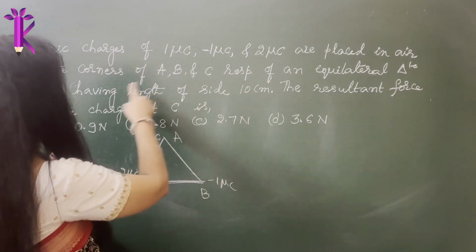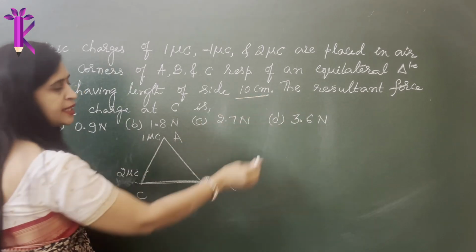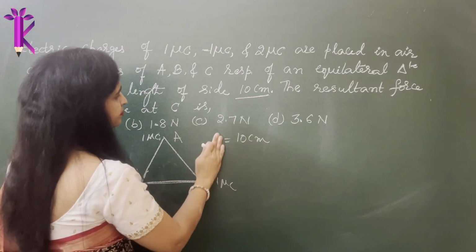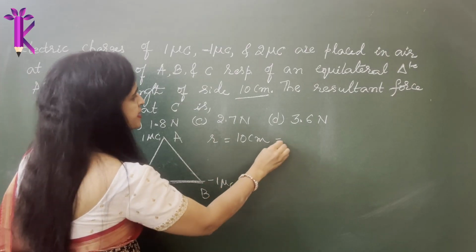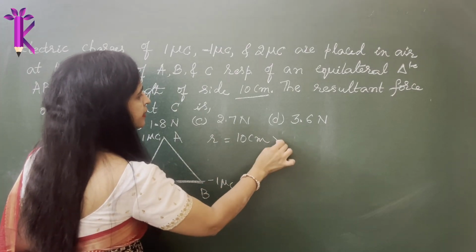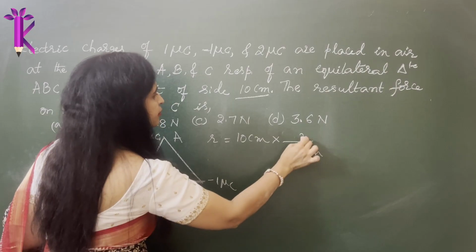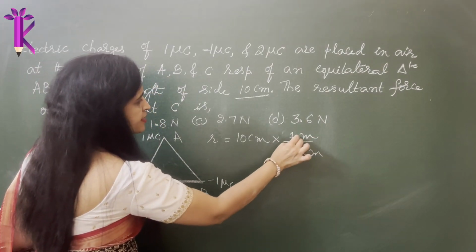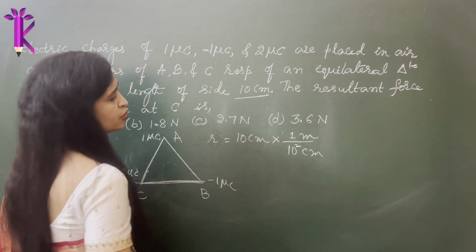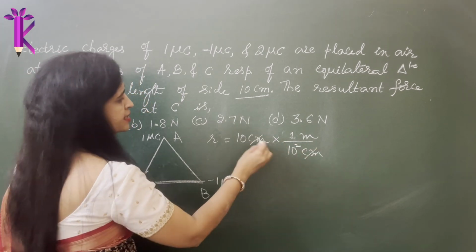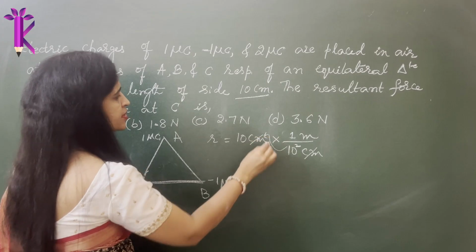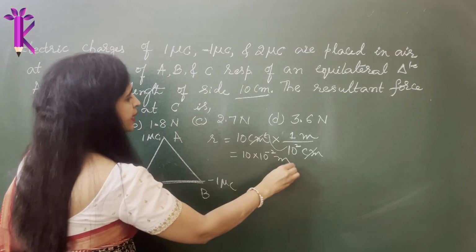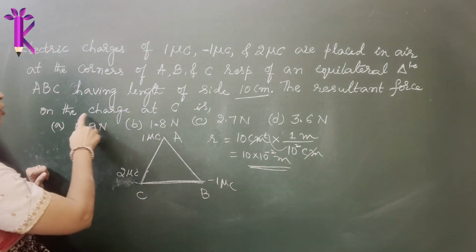Respectively of an equilateral triangle of length of side 10 centimeters. Let's keep this in mind. So length of side 10 centimeter. Let's call it R. So 10 centimeter is 10 centimeter into, you need to cancel centimeter, convert it into meter. Meter is required in the numerator. So you know 1 meter is equal to 10 to the power of 2 centimeter or 100 centimeter. So centimeter gets cancelled. When this comes in the numerator, you have 10 into 10 to the power of minus 2 meter, right?